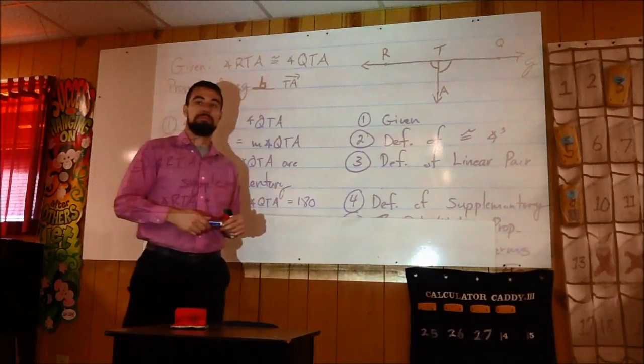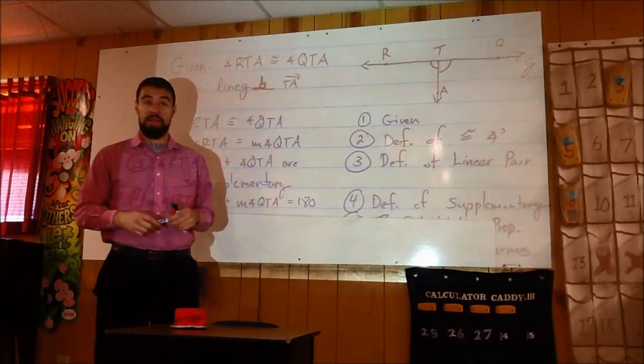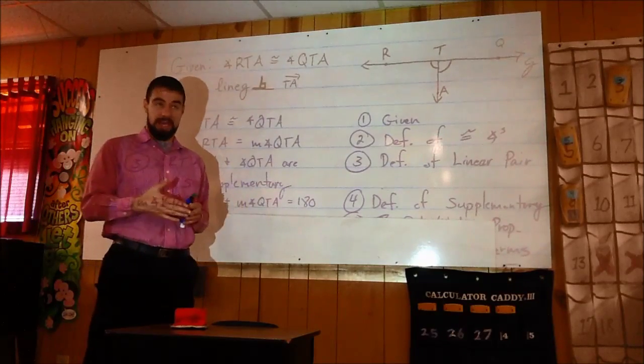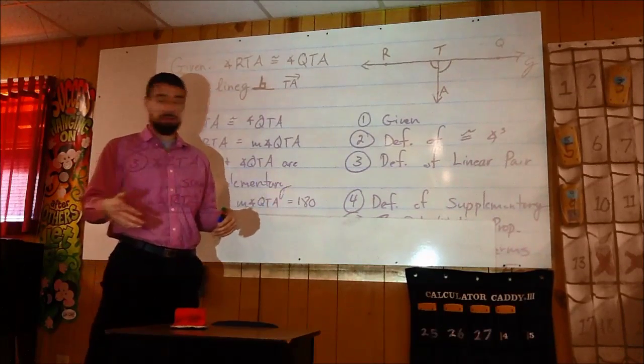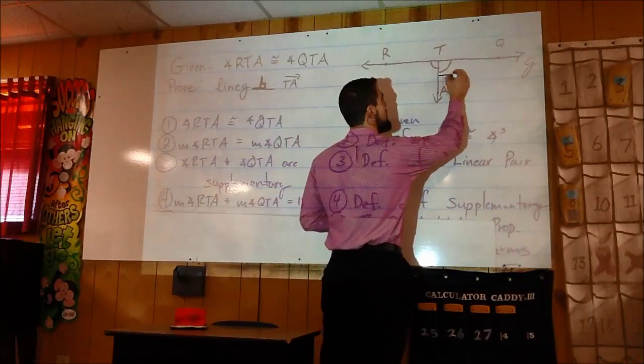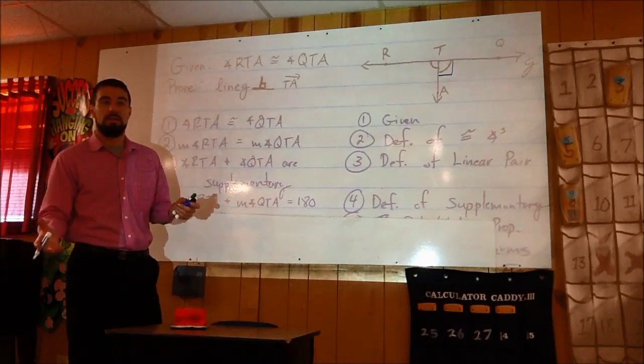Two lines intersect to form a 90-degree angle. Does it say 90-degree angle? Right angle. Right angle, okay? If perpendicular means two objects intersect to form right angles, then we know that if we're trying to prove that these are perpendicular, I have to somehow show that one of those angles is a right angle.